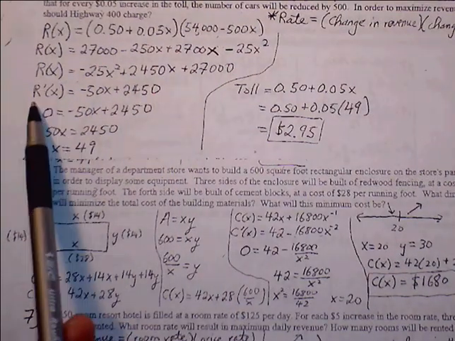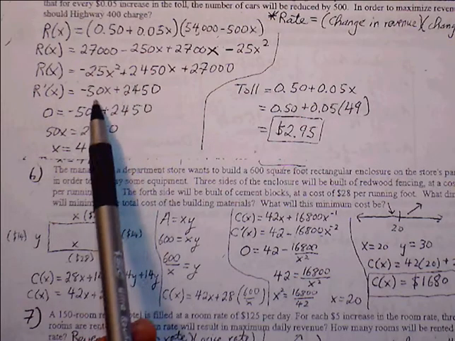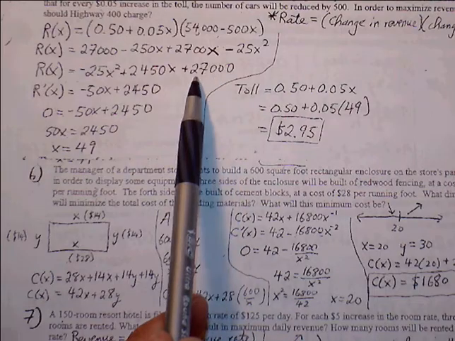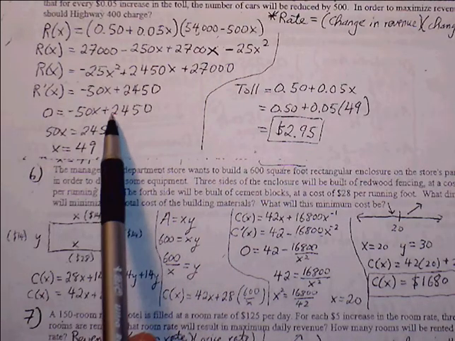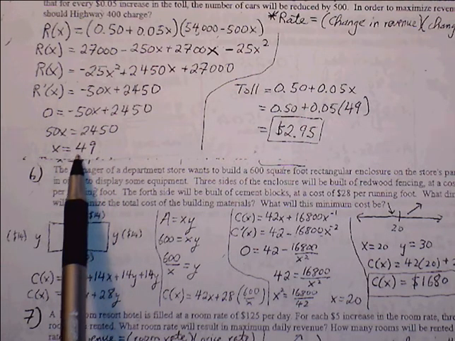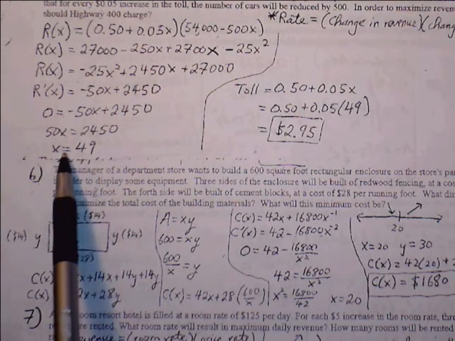So we can now go through the derivative, using power rule. Negative 25x squared becomes negative 50x. 2450x becomes 2450. 27,000 goes to 0. We set our derivative equal to 0 and then solve for x. We get x equals 49. So this tells us that the maximum revenue will occur if we increase the toll 49 times.